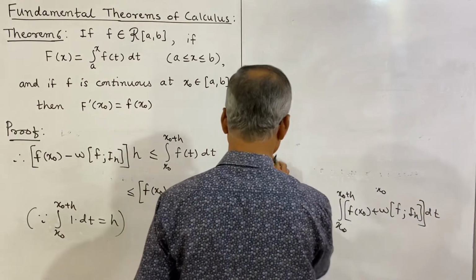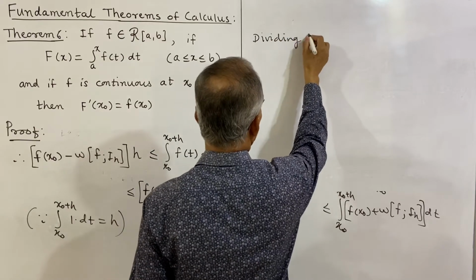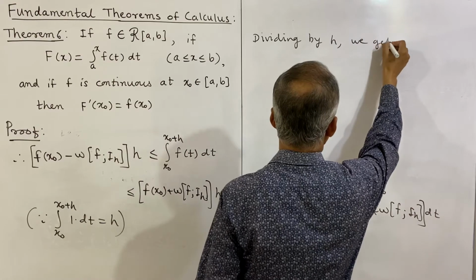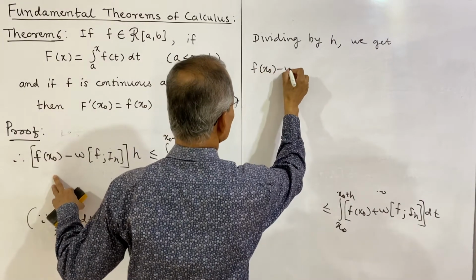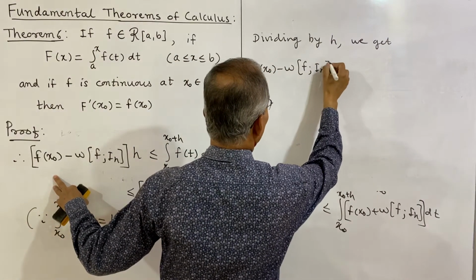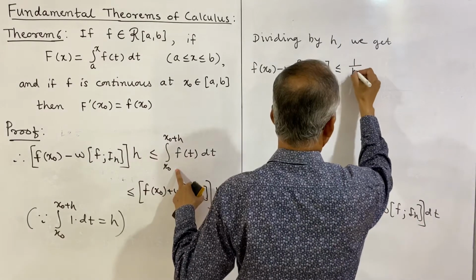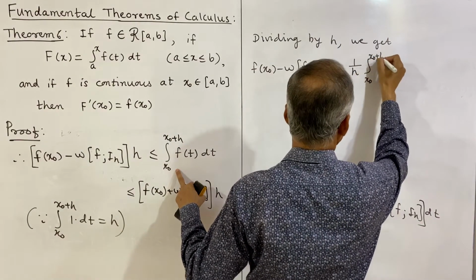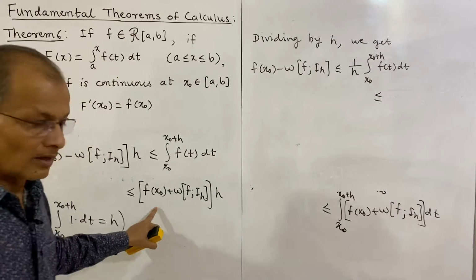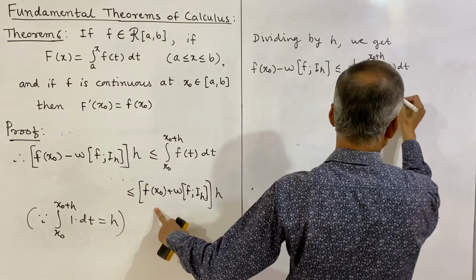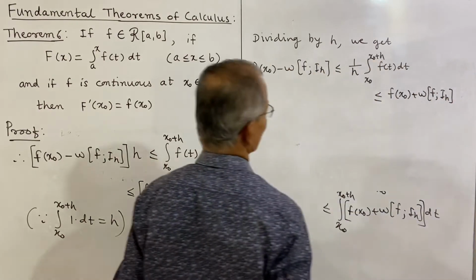So, dividing by h, we will get, see this h cancels, and this expression remains as f of x naught minus oscillation of f over I h is less than or equal to, and we have to divide this by h, or we can write 1 by h times the integral from x naught to x naught plus h of f of t dt, and that is less than or equal to the extreme right term, f of x naught plus oscillation of f over I h. So, this is the expression that we shall get.